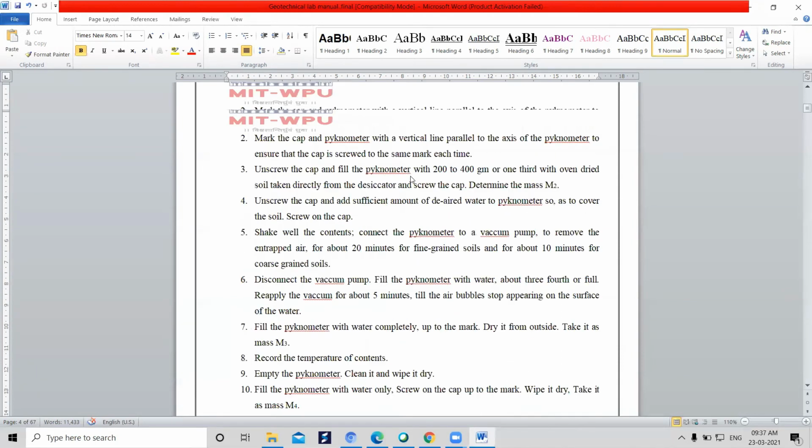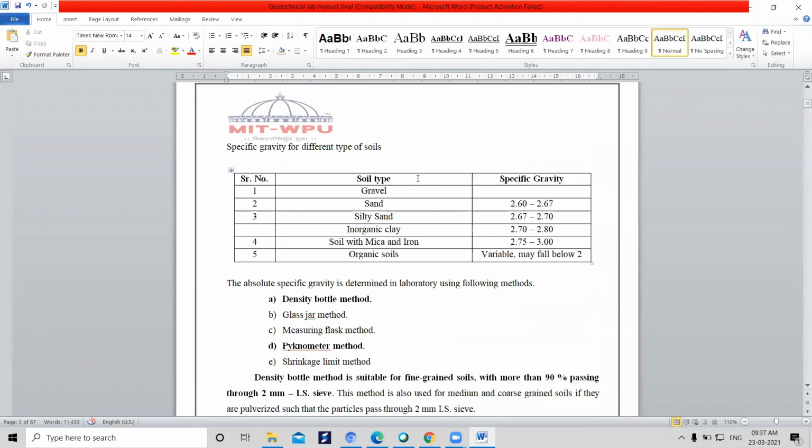I'll be showing you some of the values; this is not a hard and fast rule. It can vary, and some judgment is given here with experienced hands. The specific gravity of sand, you will get in the range of 2.6 to 2.67. It is not hard and fast; it depends on your soil samples.